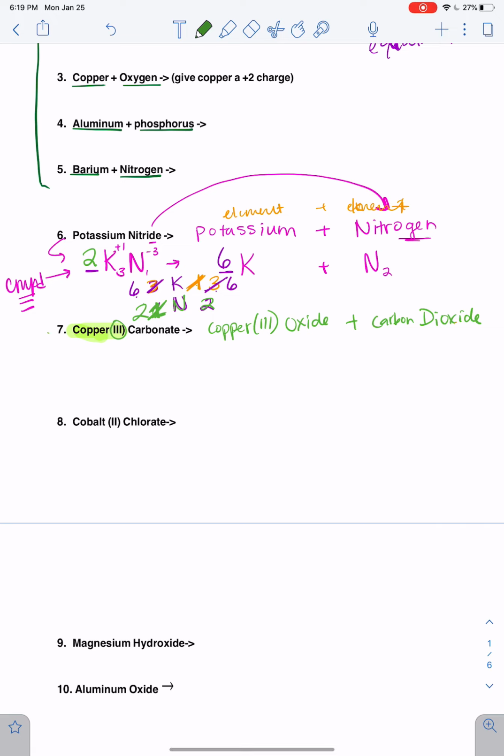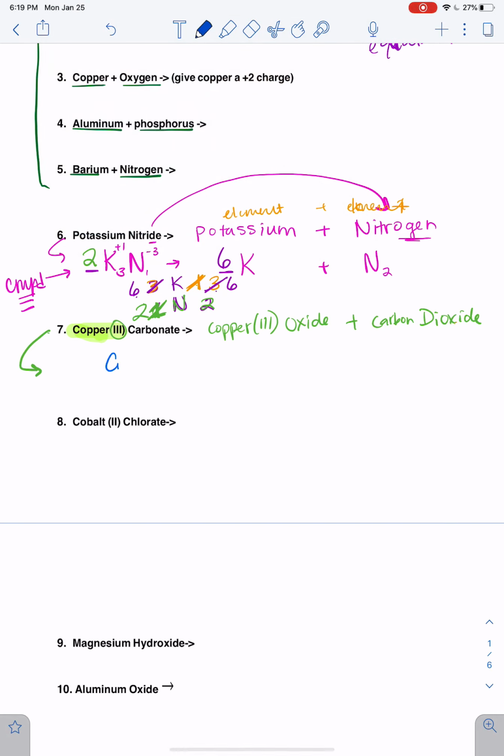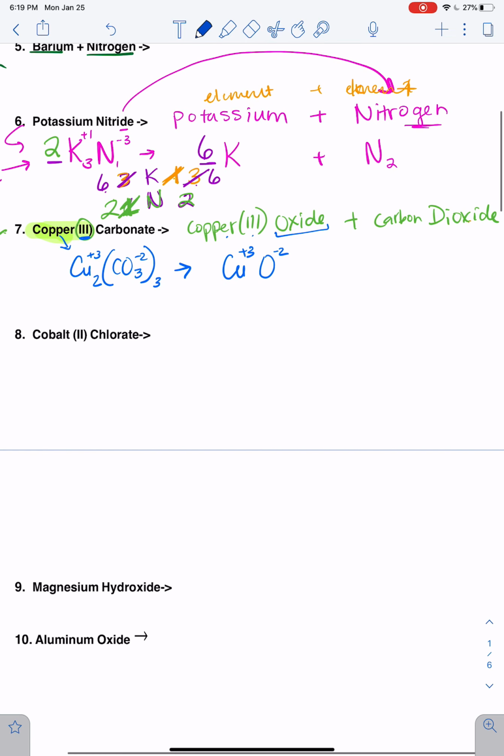Okay, so now I can transfer the words to a formula. Copper 3 means the charge. Carbonate is CO3 minus 2. Now don't forget 3 and 2 don't balance, so you need to lasso the charges. Okay, yields, again, copper 3, Cu plus 3. Oxide means we have oxygen. And don't forget, oxygen in a compound has a minus 2 charge. Okay, so these charges do not balance, so I have to lasso.